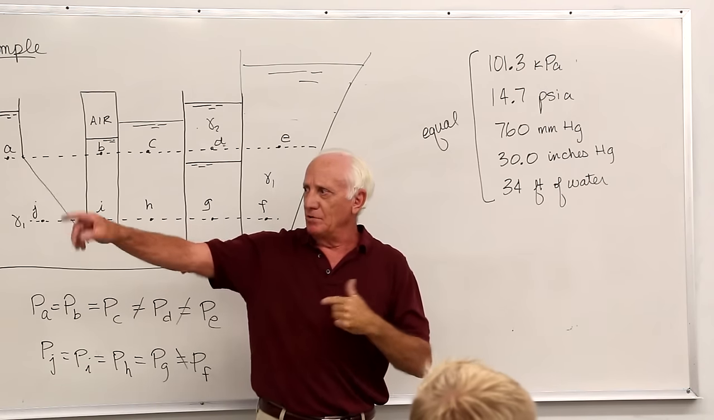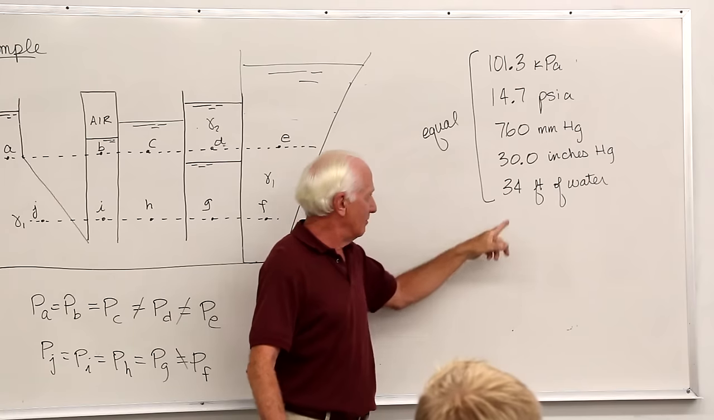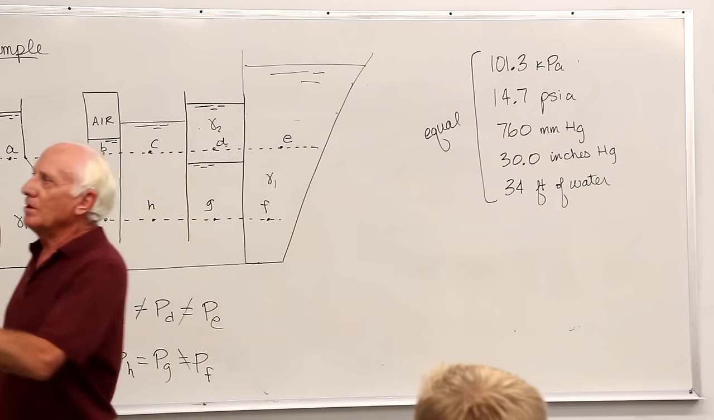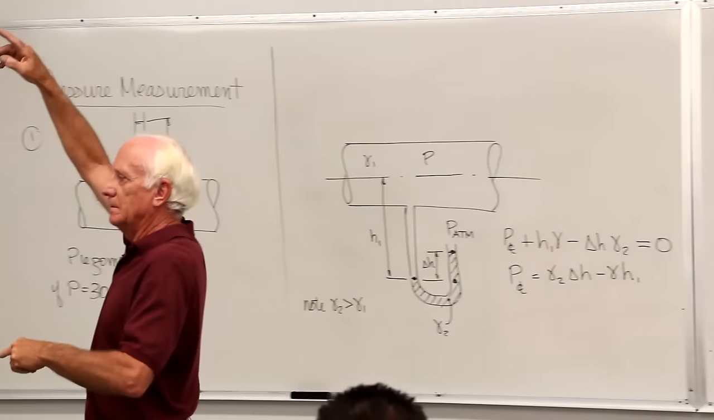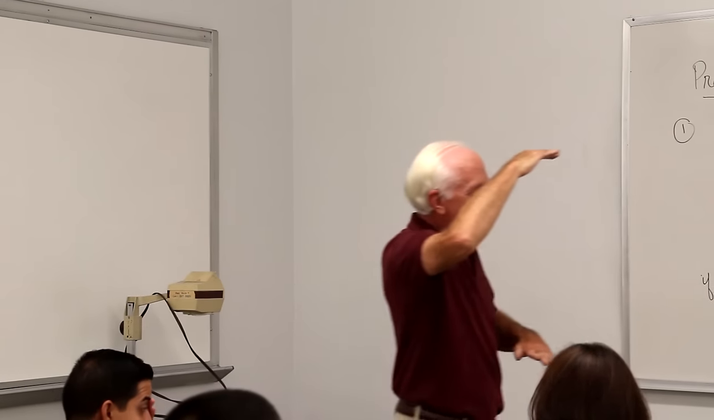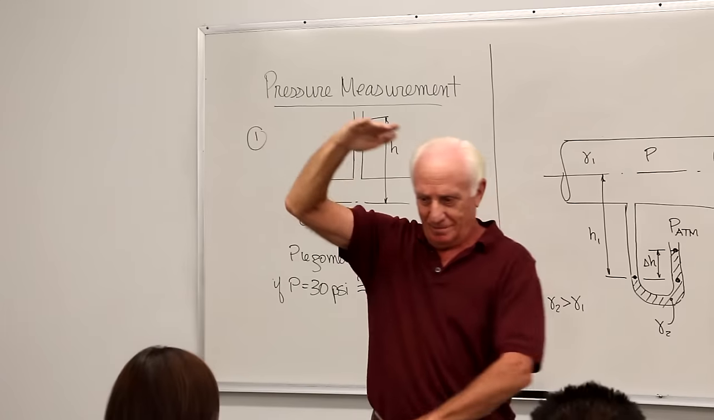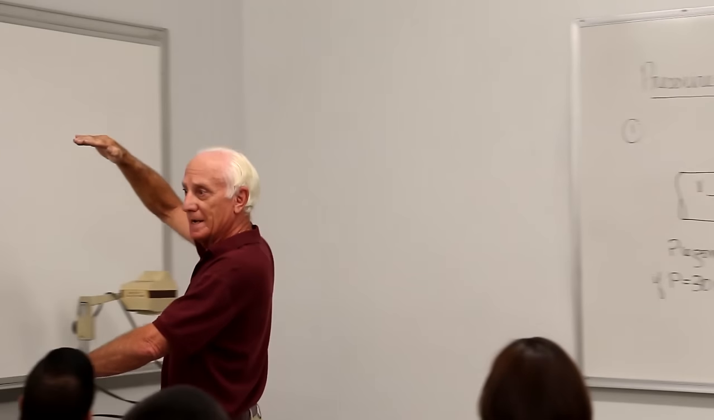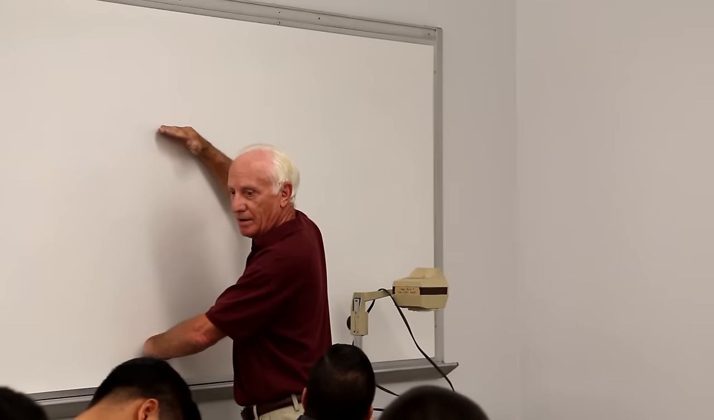What if you just made it into a water manometer on the wall? How high would it be? The water would go up 34 feet. So why do we have mercury manometers on the wall? What's the distance? 30 inches? I could read it with my eye. I don't need a stepladder.